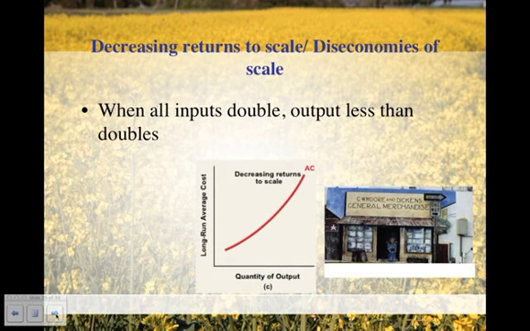And then the last third of the average cost curve is upward sloping, and that's called decreasing returns to scale or diseconomies of scale. Don't you like that there seem to be two names for everything? When all inputs double, the output less than doubles. I kind of mentioned the mom and pop stores already, but they're not able to take advantage of the economies of scale like big companies can. And so it's very hard for them to double their inputs because they would lose quite a bit of money because their output would less than double.